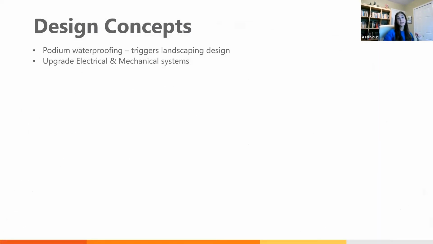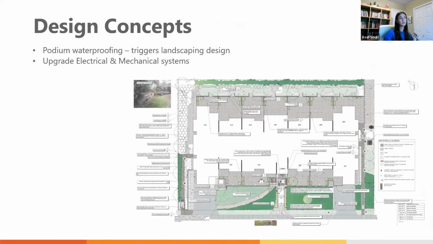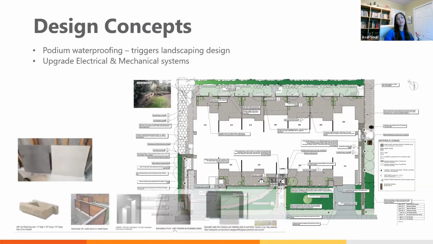Sometimes the project is not limited to building envelope. Like if you have a podium waterproofing membrane to be replaced, that triggers landscaping design, upgrade of electrical and mechanical systems. So it depends on extension of the work. We might need to ask a landscape architect to provide us landscaping drawings, including all related finishing products.